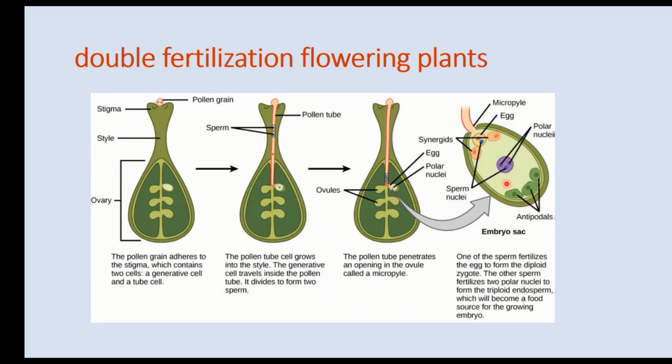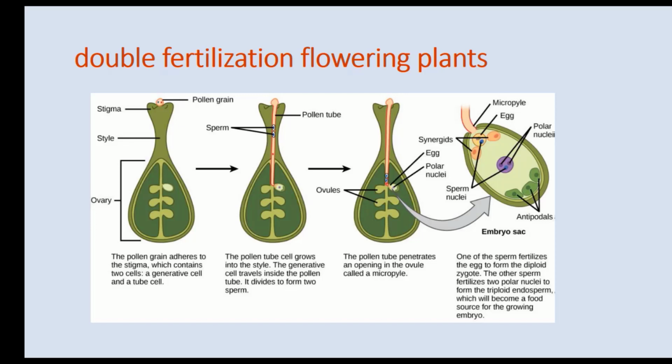Then, in terms of a diagram, you might find a representation of double fertilization of flowering plants. Here you can see a stigma and the pollen grain which adheres to the stigma, which contains two cells, a generative cell and a tube cell. You can see here there's an ovary, the style, and the stigma. Here on the top is the pollen grain. Then the pollen tube cell grows into the style, and the generative cell travels inside the pollen tube and divides to form two sperm.